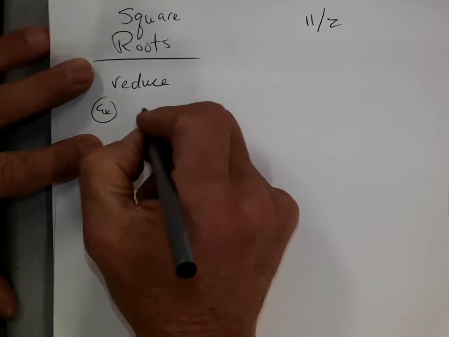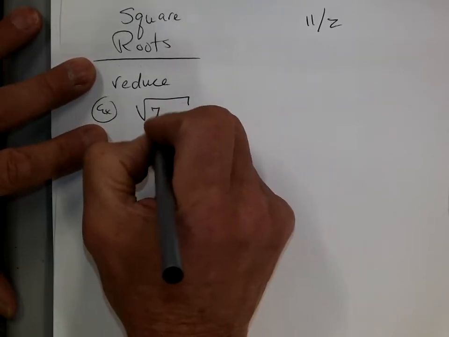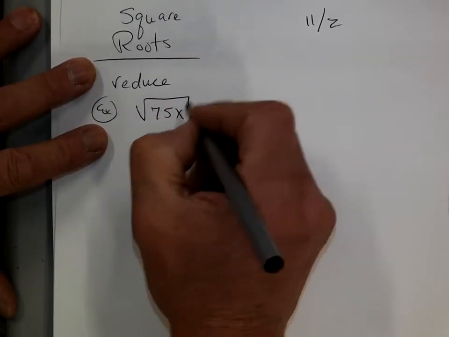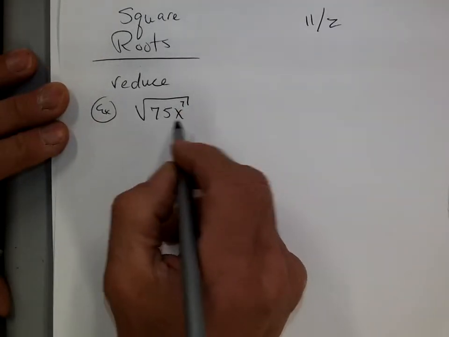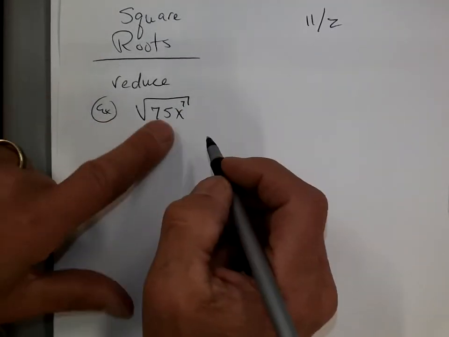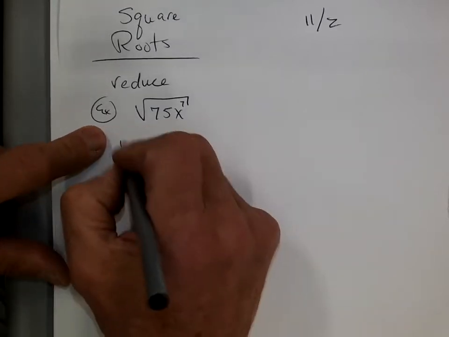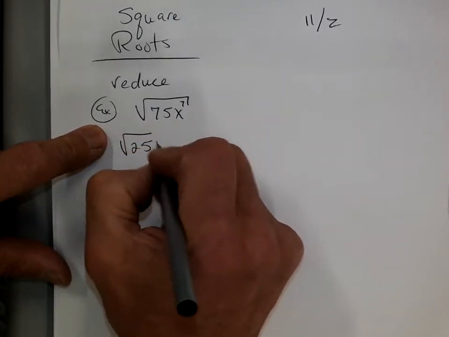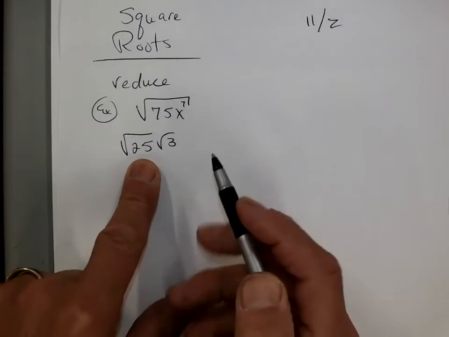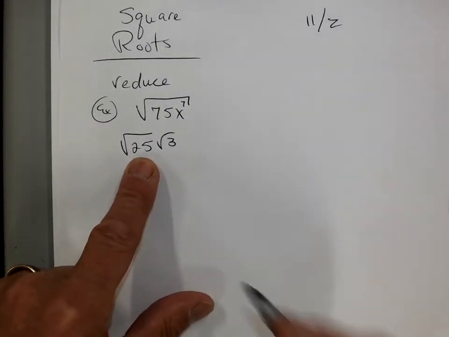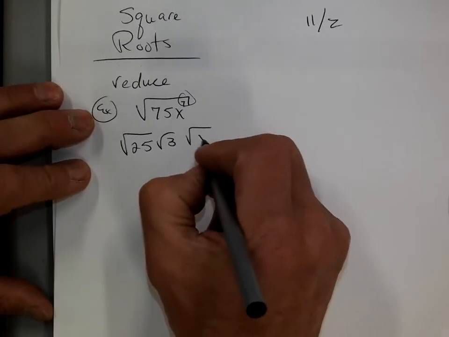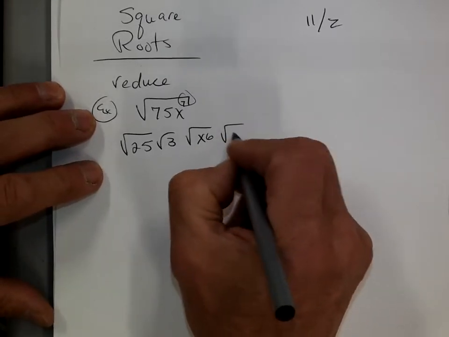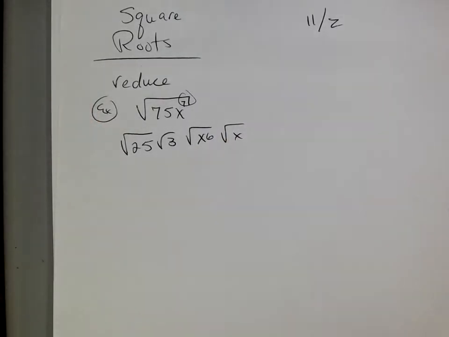Example is if we had the square root of, say, 75x to the 7th power. Okay, real quick review. We are going to look for perfect squares. So square root of 25, square root of 3. And we do that because the square root of 25 is 5. So we're looking for perfect squares. And we're looking for an even number here. So we take 1 away, x^6, square root of x. And we do that. Then what we get, the square root of 25 is 5.